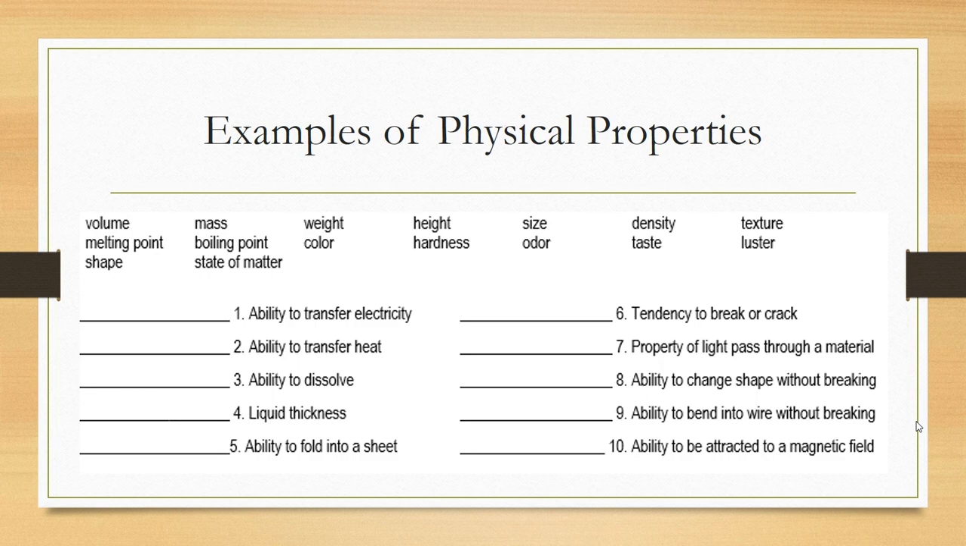And so then we have a list that we're going to fill out with some terminology that you're maybe not as familiar with. So the first two talk about ability to transfer, and one is heat and the other is electricity. So let me get my pen here and let's change the ink color. So the ability to transfer electricity or heat, we're just going to call those conductivity.